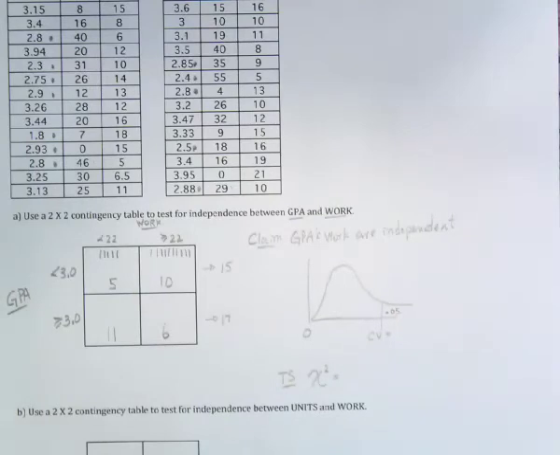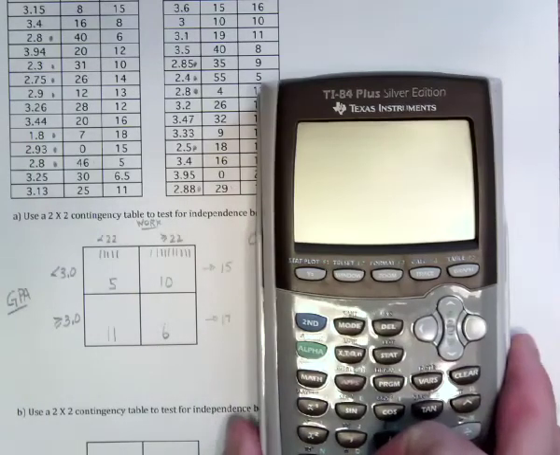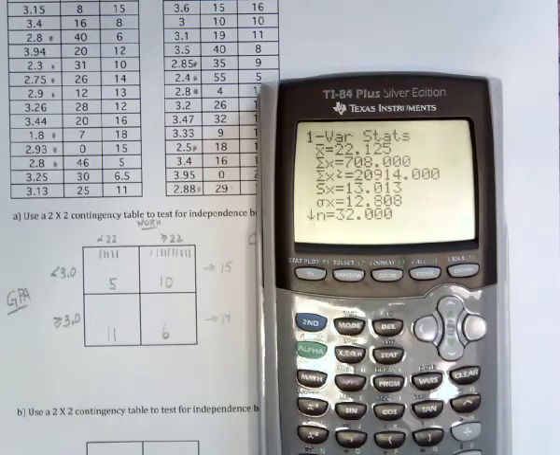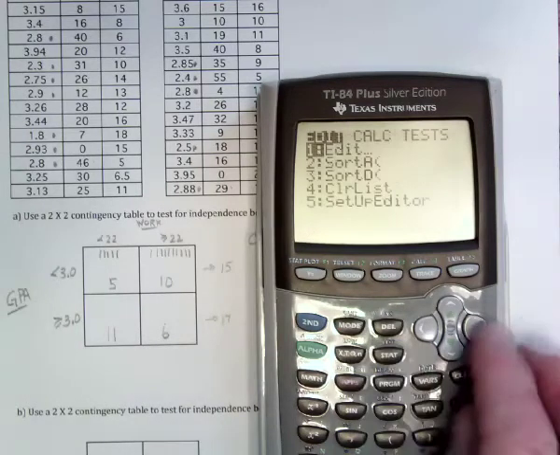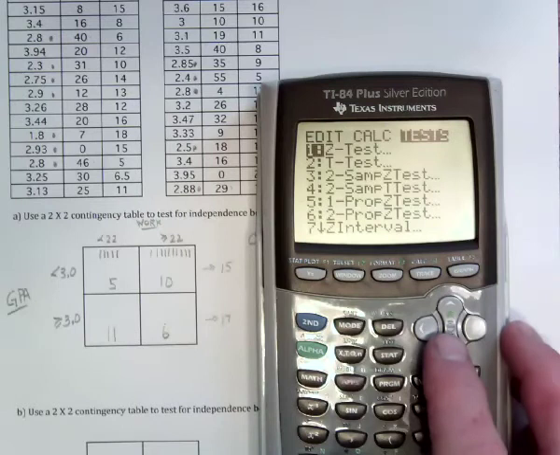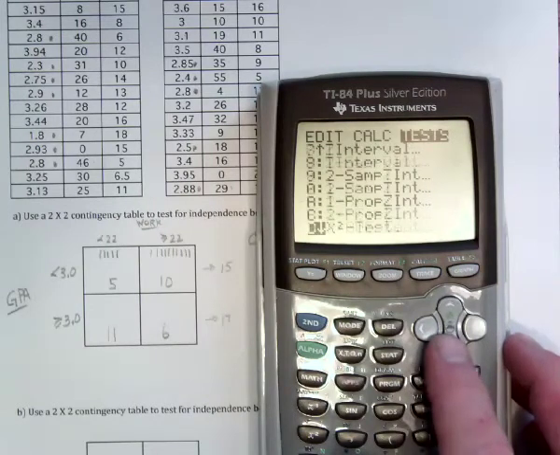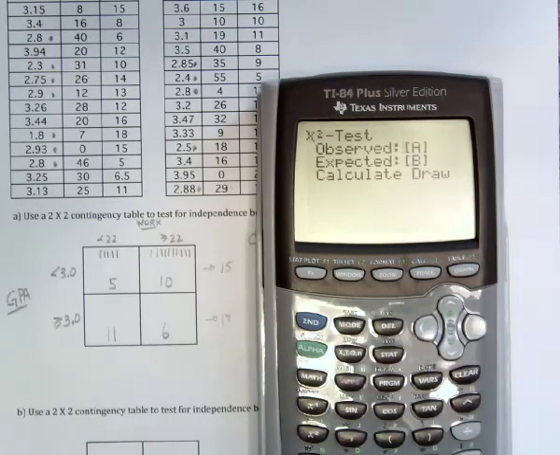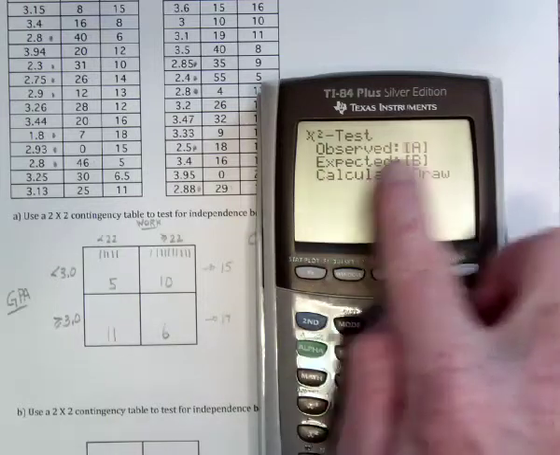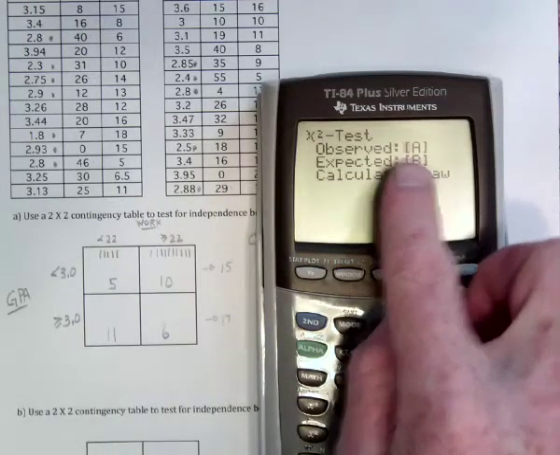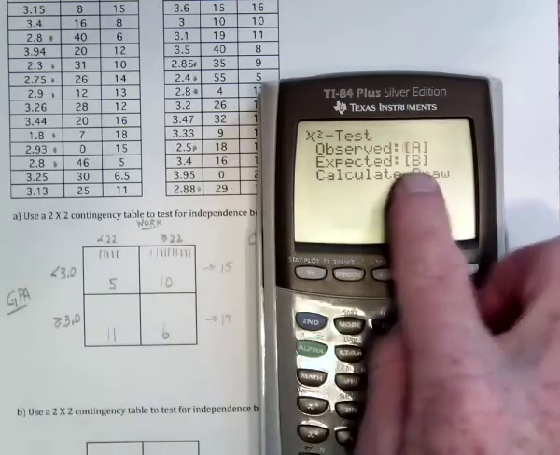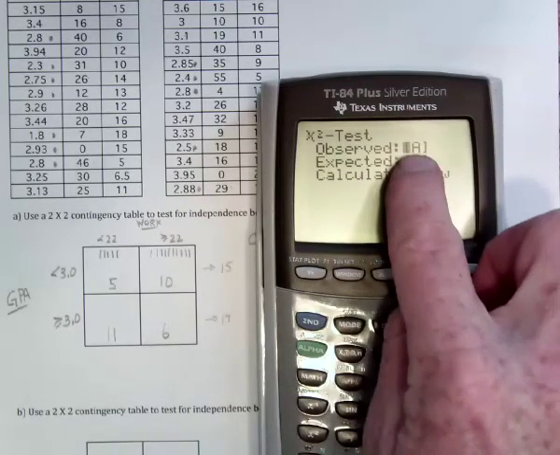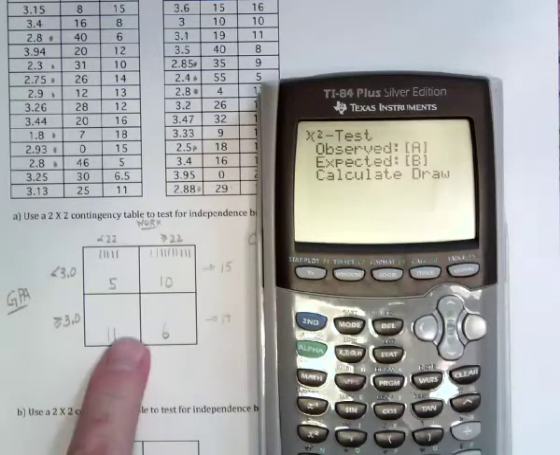Okay, next, the calculator. If you were to just automatically go over to tests and try to find the chi-squared test down at the bottom, so it's C, the chi-squared test. Well, when you do that, it says the observed values should be in matrix A. And then it's going to put the expected values in matrix B. So right now our job is to make a matrix A and put these values in there.